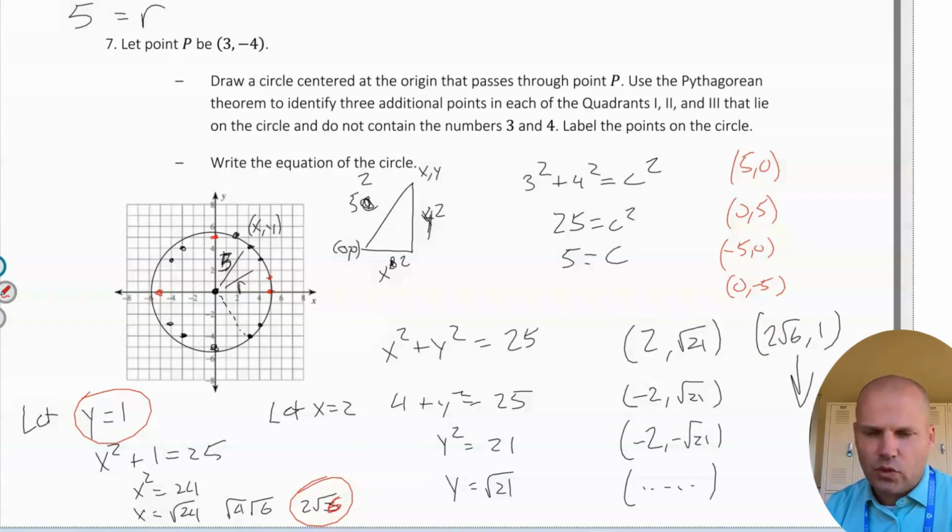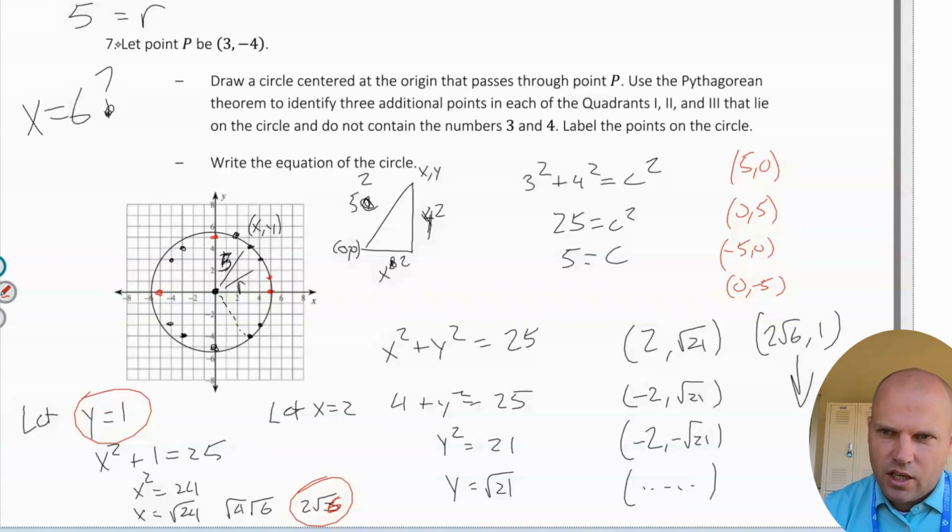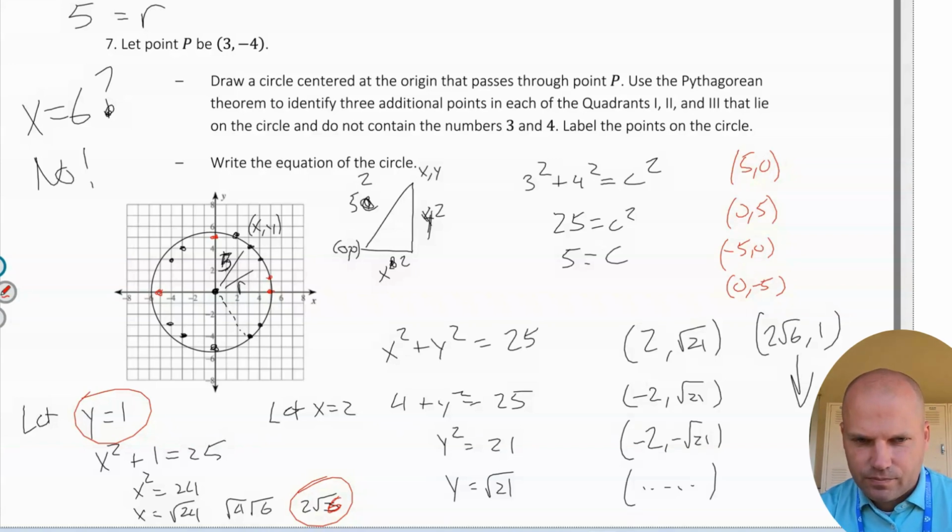But the question is, could you let x equal 5? Or sorry, could you let x equal 6? Could x equal 6? And hopefully you're thinking to yourself, no, you can't. And hopefully you understand why x can't equal 6. And we'll talk about that a little bit in class. But you should know that that's going to be beyond a circle with a radius of 5. So it just won't work.